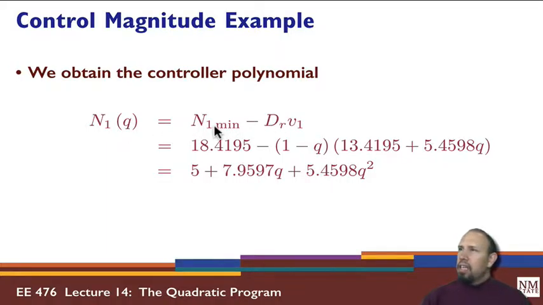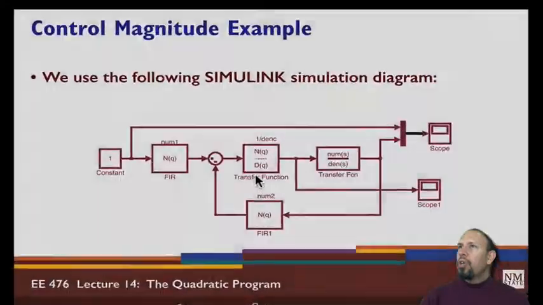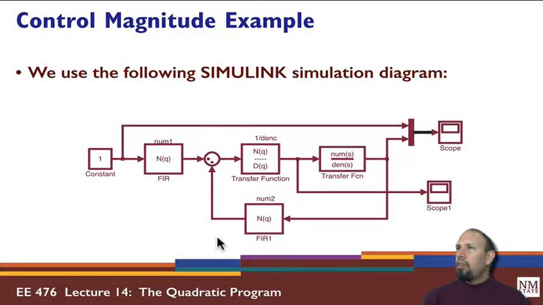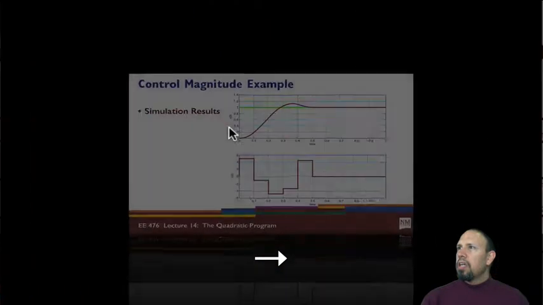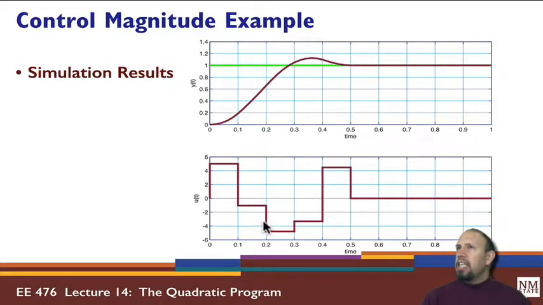Okay, and we go through and we use the following Simulink diagram to simulate our system. And we simulate, and indeed, we have success. That is, we have control magnitude less than or equal to 5. In fact, it's equal to 5 right here, and it's greater than minus 5 here. And so we've solved the problem.